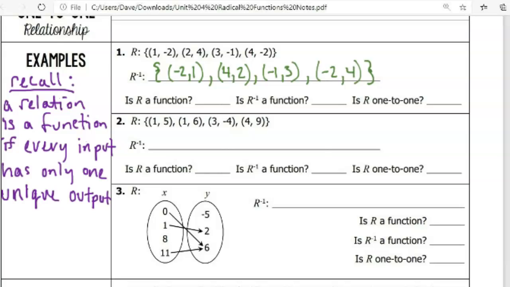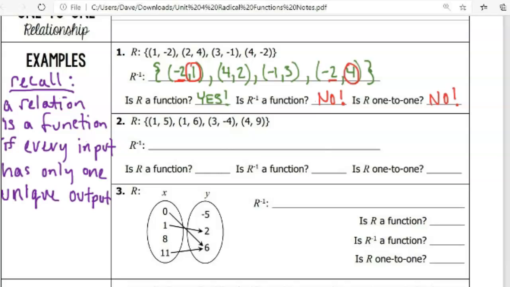And if you look carefully at the original coordinates, the inputs, or the x values, are 1, 2, 3, 4. So clearly that is a function. Now, if you look closely at the inverse, you'll notice that this is not a function. And the reason is because both of these inputs are -2, and in the first coordinate the output is 1, and in the second the output is 4. And because those are different, they should have been the same if it was a function. They should have been the same output.